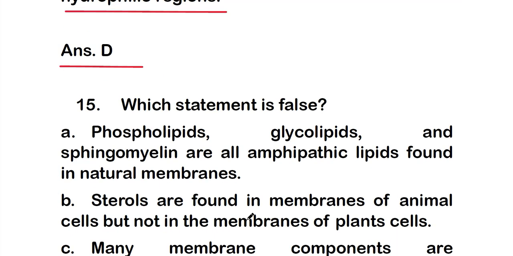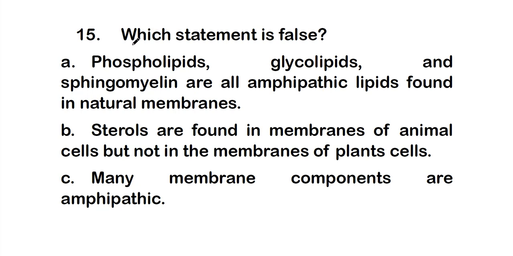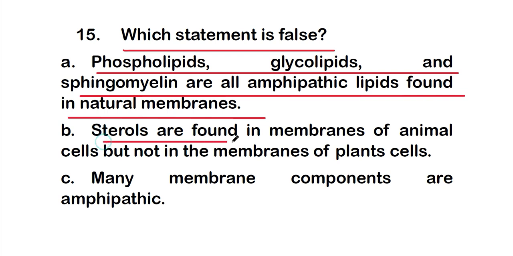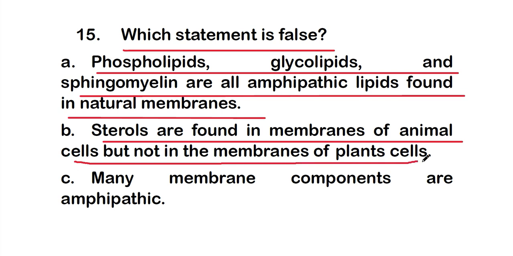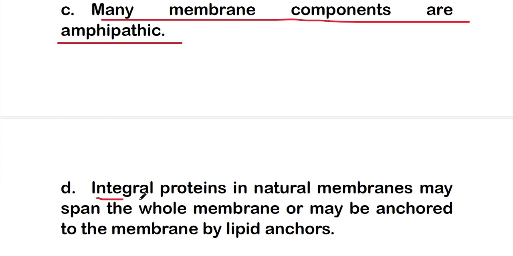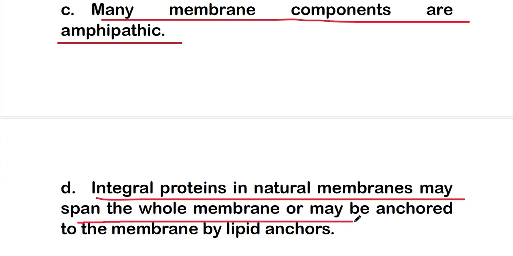Okay. So next question. Next is, which statement is false? Option A, phospholipids, glycolipids and sphingomyelin are the amphipathic lipids found in natural membrane. Option B, sterols are found in membranes of animal cells but not in the membranes of plant cells. Option C, many membrane components are amphipathic. Or option D, that is, integral proteins in natural membrane may span the whole membrane or may be anchored to the membrane by lipid anchor.